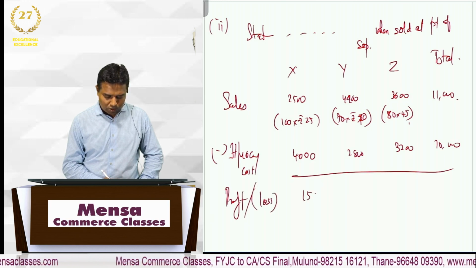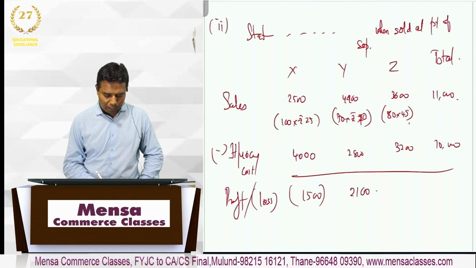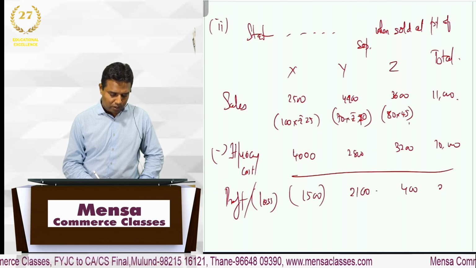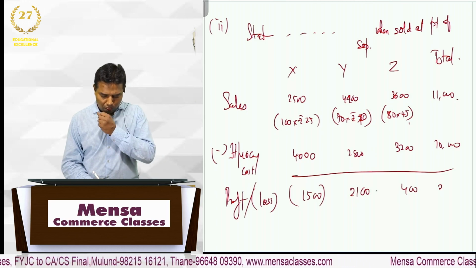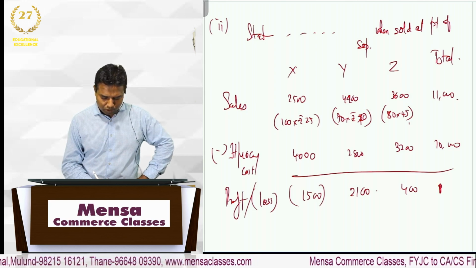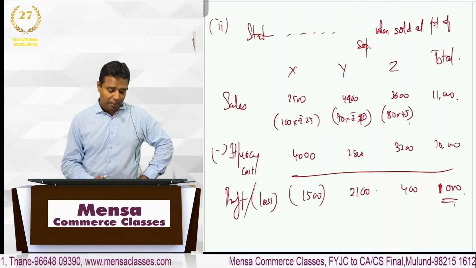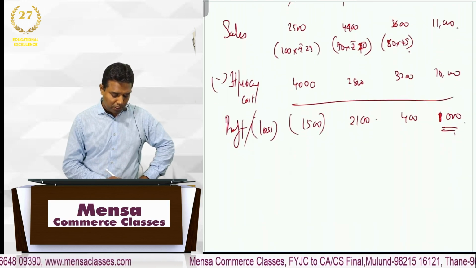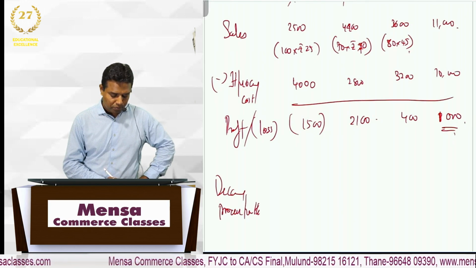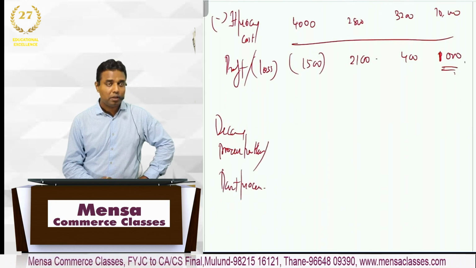So here is a loss of 1,500. Here is a profit of 2,100, 400 profit. Correct. So 400 rupees profit. So total will come to 2,500. So 1,000 rupees is your profit, right? So now if you compare, we'll take the decision. Process further, don't process further. Correct. Let's compare.